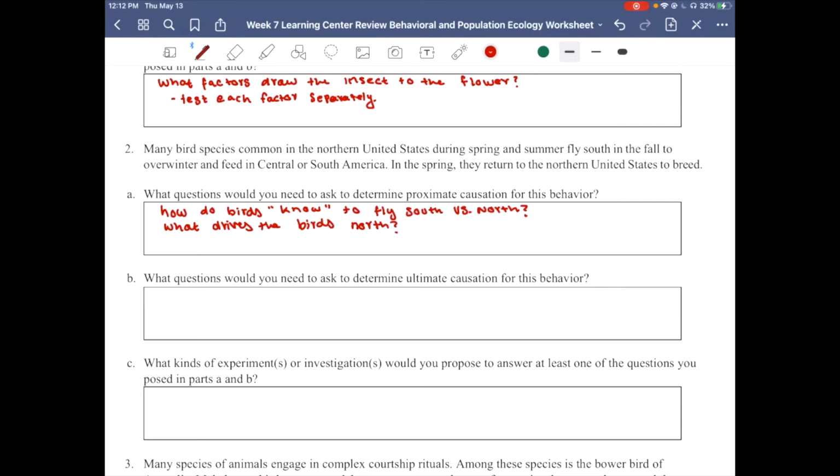And then I'm going to do the ultimate cause, wording that question a little bit differently, and that would be why do birds fly south or north? And then another one for the ultimate would be why would this type of behavior evolve?